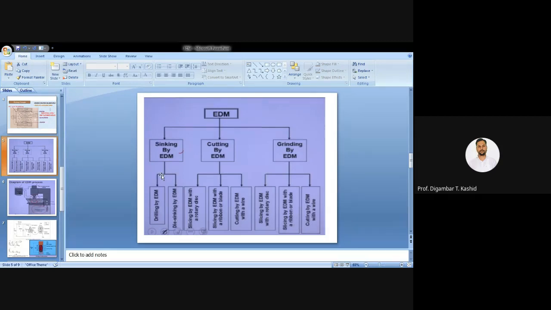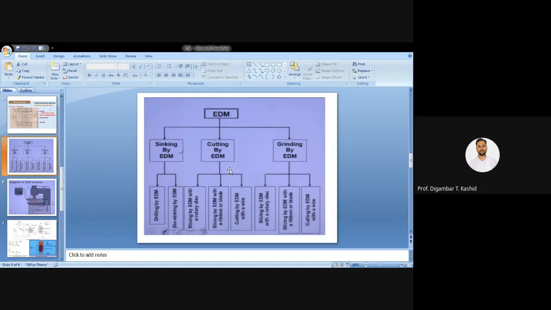Whatever shape we want, whatever cavity we want on the workpiece, we first have to give the same replica on the tool, and using that replica of the tool, you have to make it on your workpiece. So that is called sinking, and in that you can go for drilling, or you can go for die sinking also. So these are the sinking EDM processes. Then we have another type of EDM, that is cutting by EDM. So these are actually sub processes of EDM.